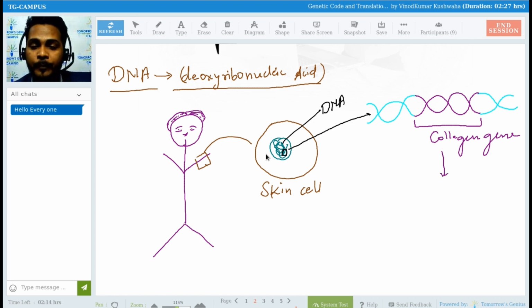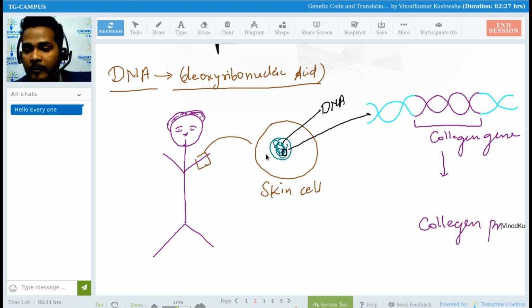Now, if this is a collagen gene, then this gene is going to be converted into mRNA, and then it is going to be converted into protein. So which type of protein? It is going to produce the collagen protein, right? So why did I draw this picture here? To understand what the genetic code is.